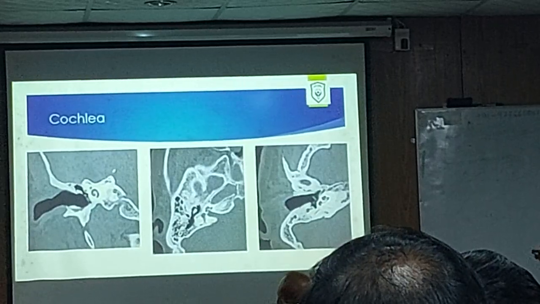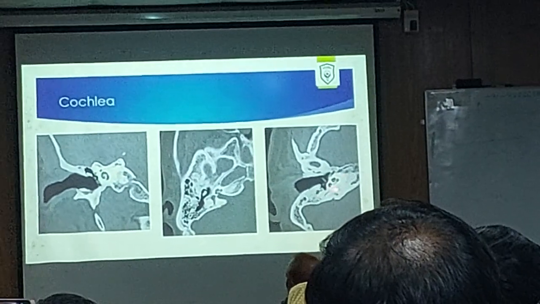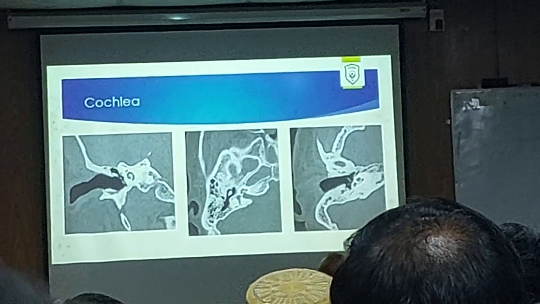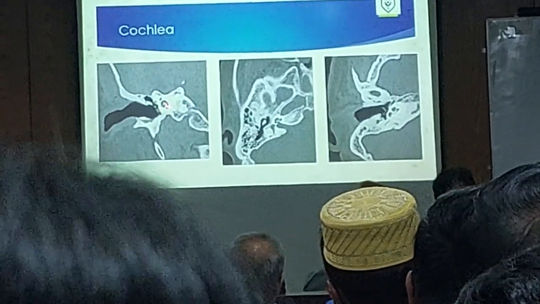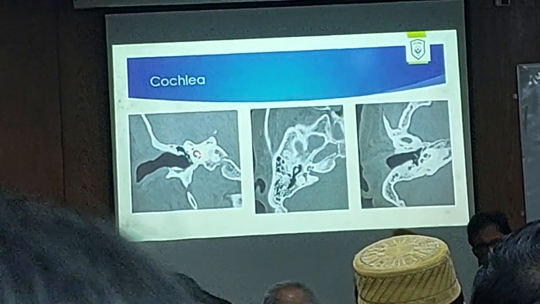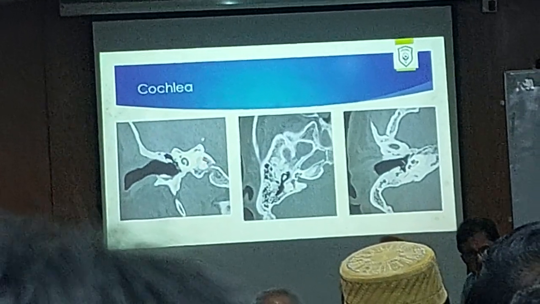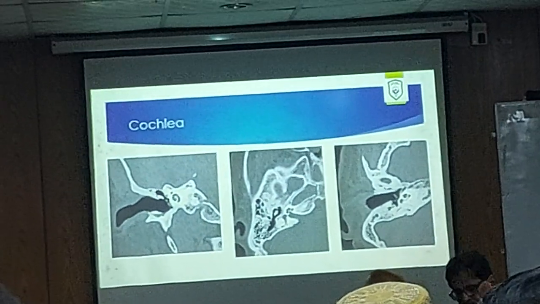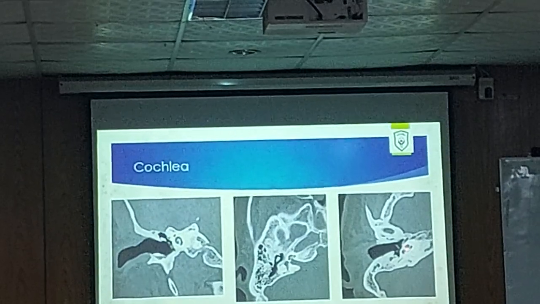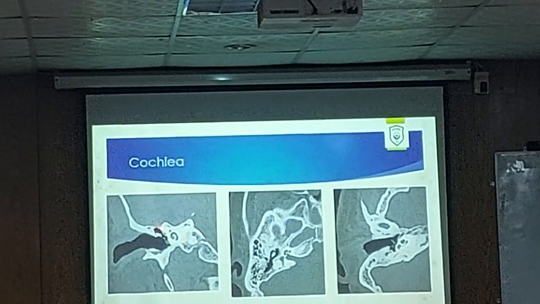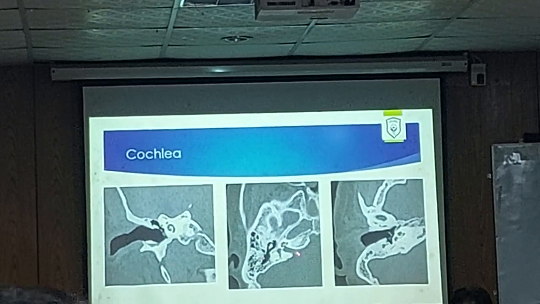So again, the cochlea can be seen in different ways. For cochlear implantation, this figure and this figure are very important, because in the whole cochlear turn we have to look for whether there is any ossification or calcification. This is the basal turn, middle turn, and apical turn, and this is the whole length of the cochlea. So the cochlea can be seen in different ways.